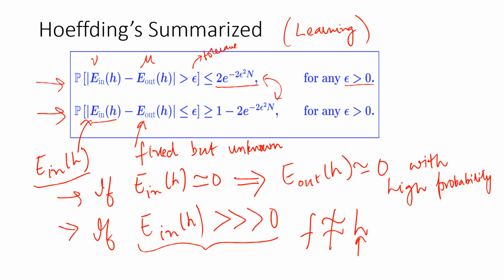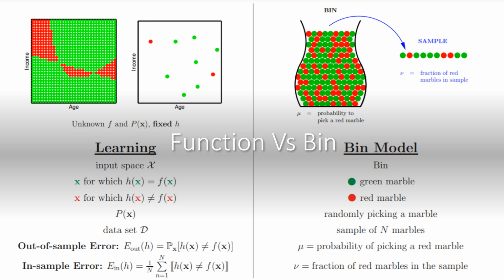Okay, so now we've established a relationship between the bin model and the learning problem. And now instead of nu and mu, I have the in-sample error and the out-of-sample error. Let's try to summarize both of them, right? Function versus bin. So this is the learning problem, and then this is the bin model, right? This was the picture that I was trying to basically draw. So if this was my target function and this was my hypothesis, this is where they agreed, and in the red region, both the functions did not agree. And this was my sample.